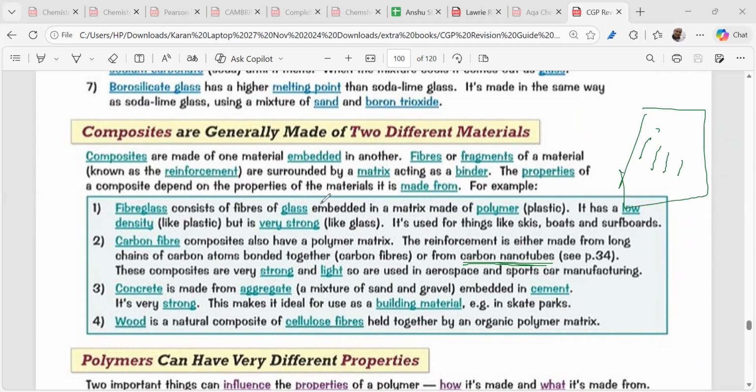See, glass fibers are glass fibers in a polymer matrix. Skis and boats we make. Carbon fiber composites are where we take carbon fibers, carbon nanotubes, and put them in the polymer matrix, right? This is very light yet strong, right? Where is it used? Aerospace, sports car manufacturing, right? So this was all about the C 15.4 portion, right? Thank you so much.